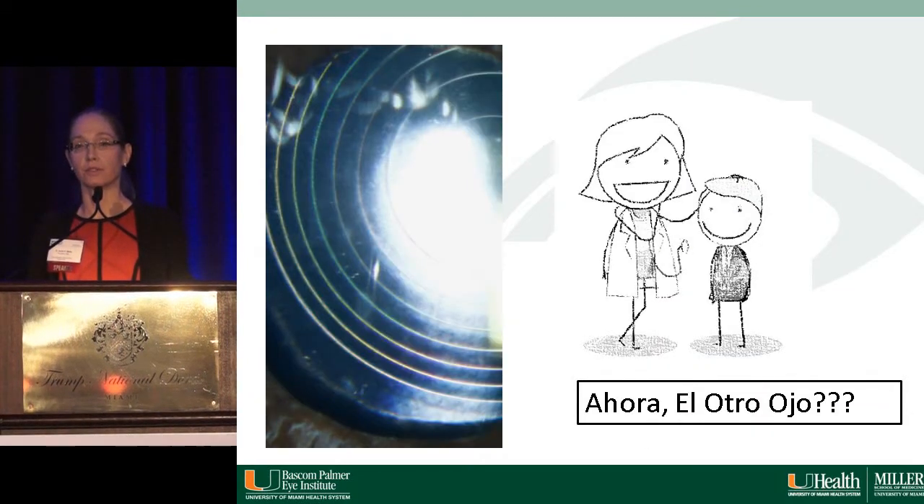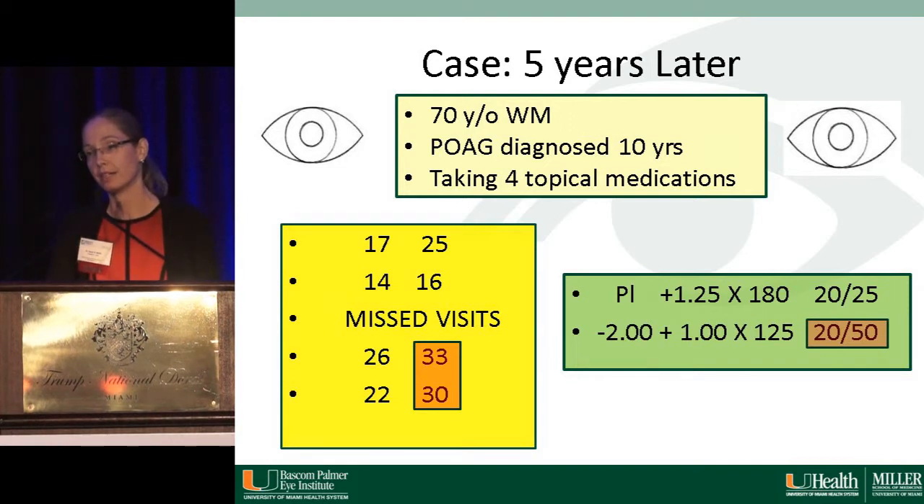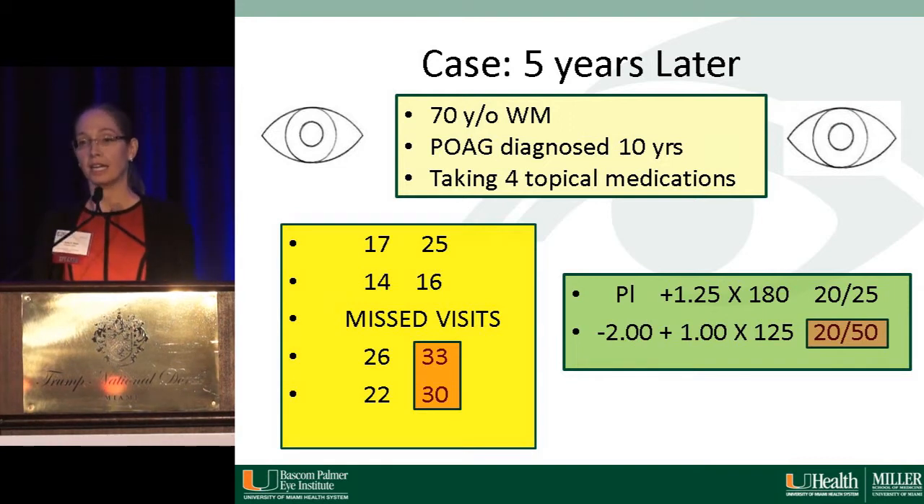So he had the multifocal in his right eye and was very happy, and now it comes to what to do with his other eye. I'll back up a little bit. He ended up not immediately having his left eye. Some personal things interfered with his surgery getting scheduled for the other eye, and he actually didn't come back until another 5 years later. At this point, he's taking 4 topical medications.